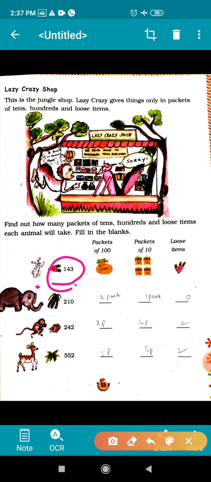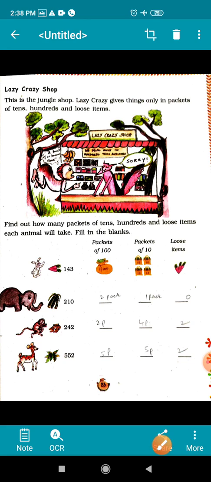Children, if you remember, in the previous class I had told you the places' names. The first place from the right side is of ones, then tens, then hundreds. Means how many 100 packets? 1. How many tens packets? 4. And how many loose items? That is 3. Means the number that is present on the ones place will be the loose items. Okay. Similarly, we can do for 210.